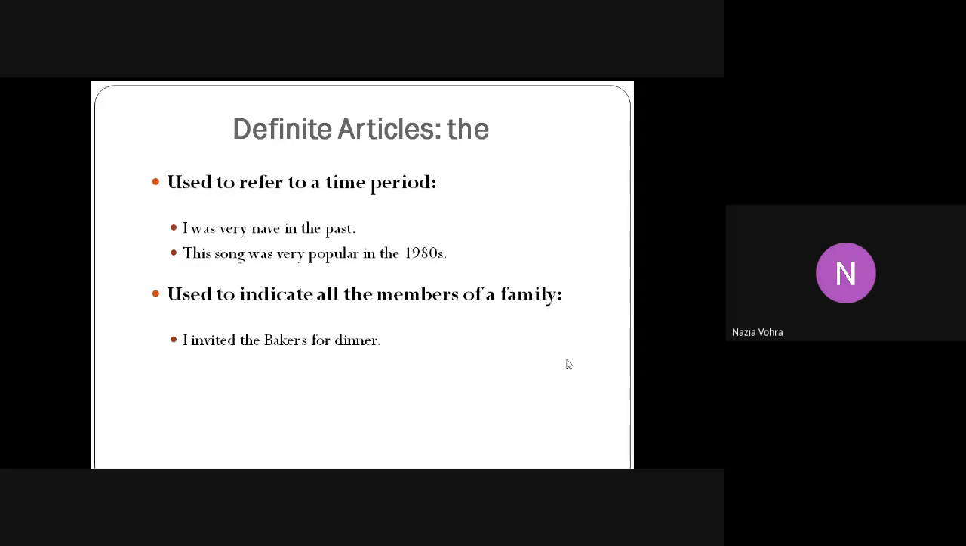So in the same way, you're indicating all the members of the family under one particular name. This medicine was invented by the Smiths. So the entire family was into the same medicine business and they invented one particular medicine. Clear? Any doubt?